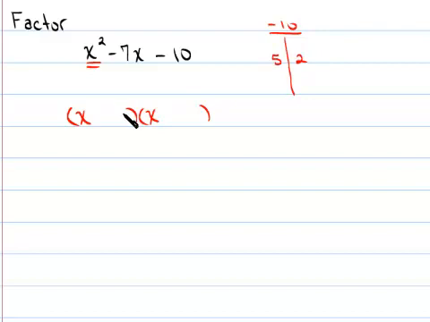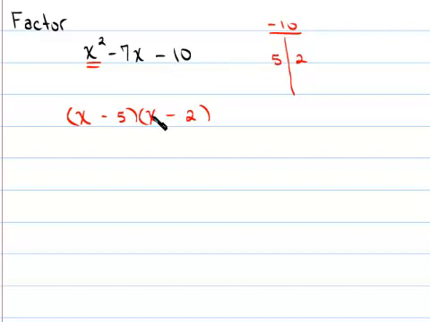Now a lot of students will use them. They'll try 5 and 2 and they'll say, okay, in order to get a negative 7 in the middle, they'll make these negative and negative. See, the inner product is minus 5x, the outer product is minus 2x. They will get the negative 7x. But if you multiply the minus 5 times a minus 2 when you're foiling and checking, negative times a negative would be a positive 10 at the end, and we don't have that.